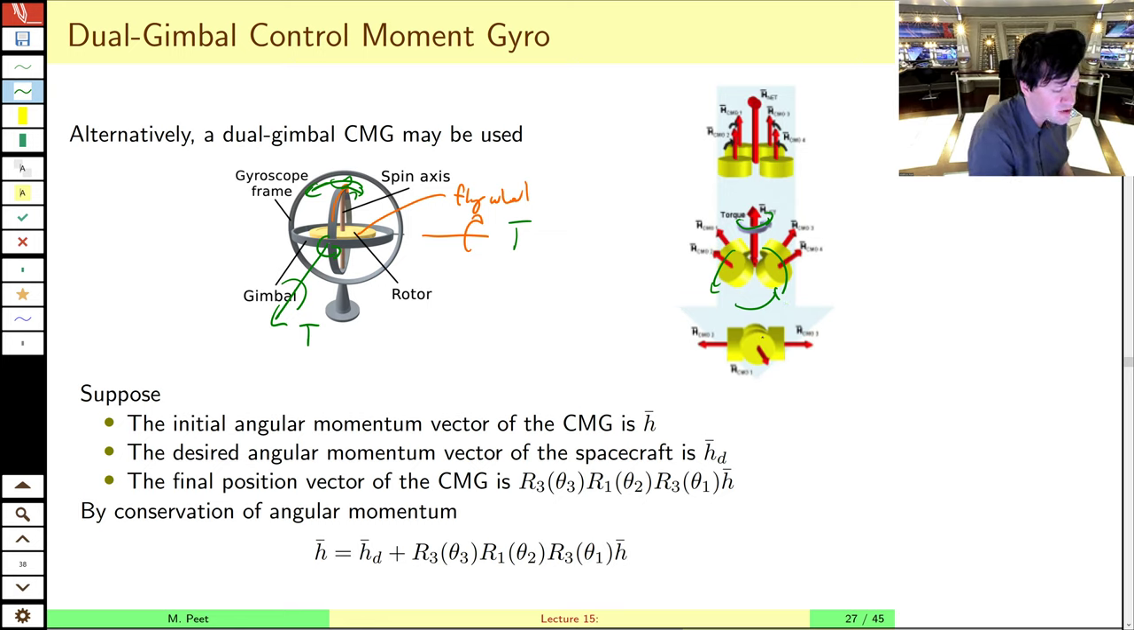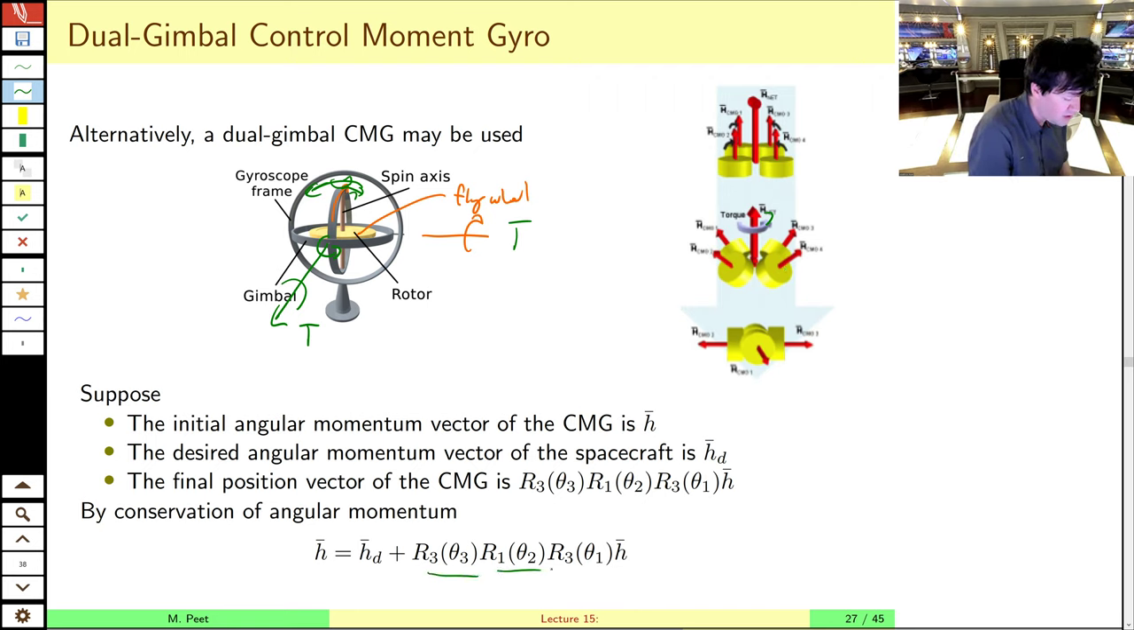If it was a single CMG, you'd saturate at that point. But because there's four of them, they can continue to rotate on down. So they're grouped in four, so you can create a net torque about any desired axis. This is not a good illustration. So let's see. So here we go.